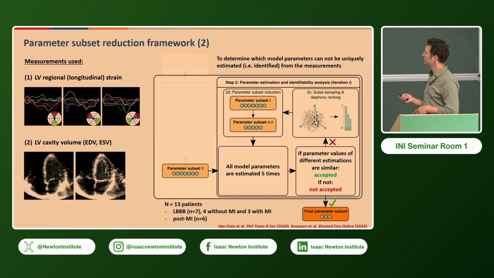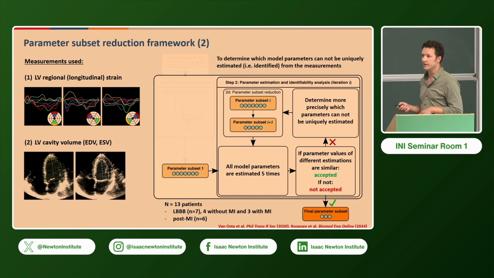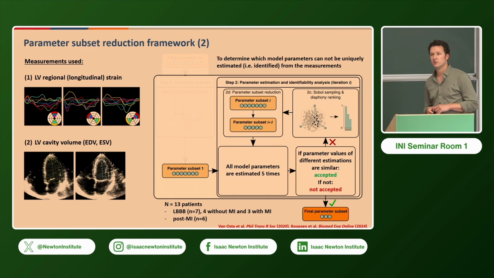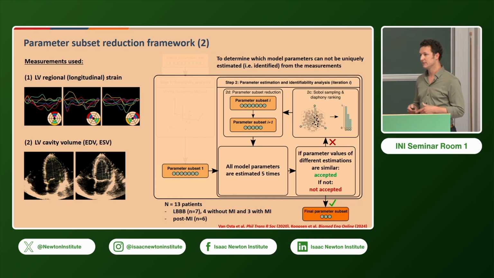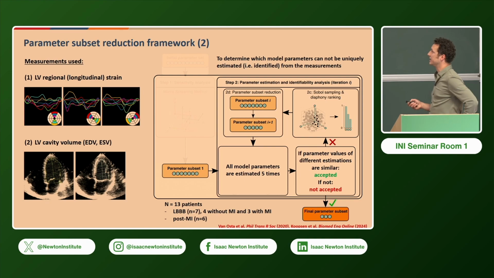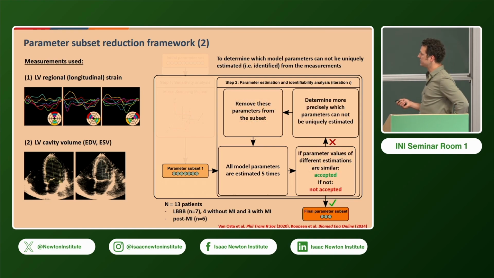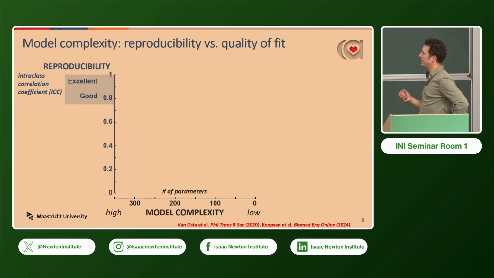If it's not reproducible, it's not a consistent estimation, then we use these techniques with diaphony ranking to get rid of more parameters that we are not able to reliably estimate. And in the end, we end up with a final subset, and I'll show you how that will look like.